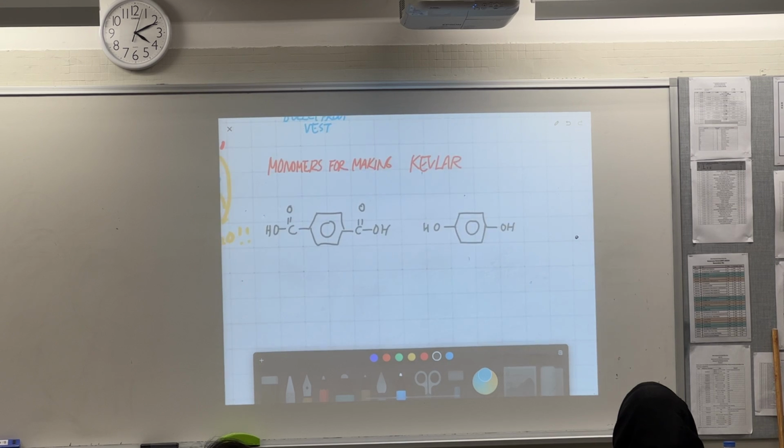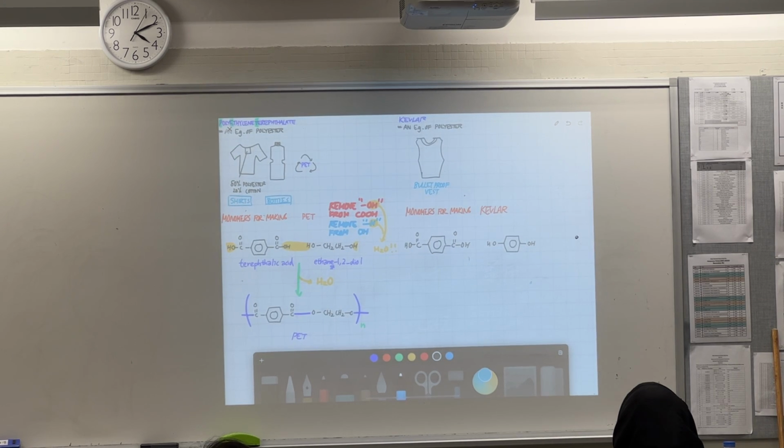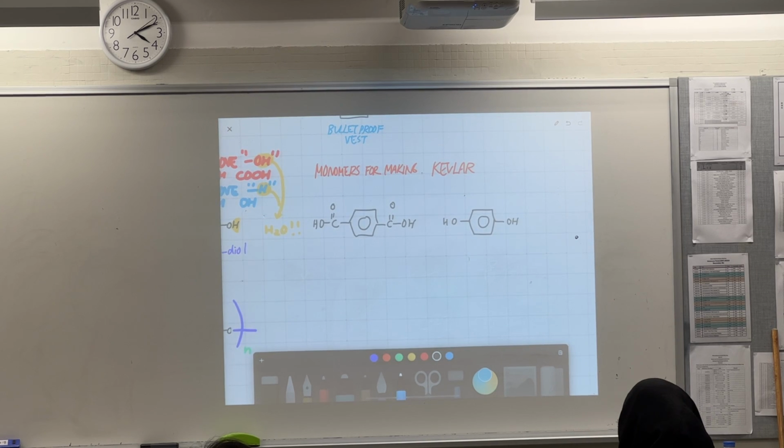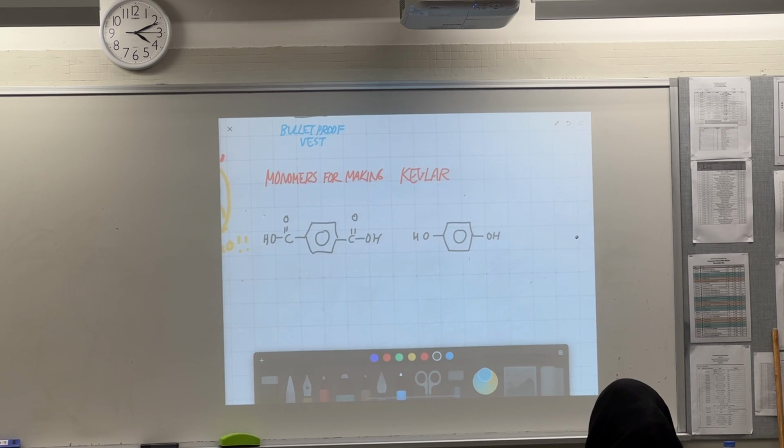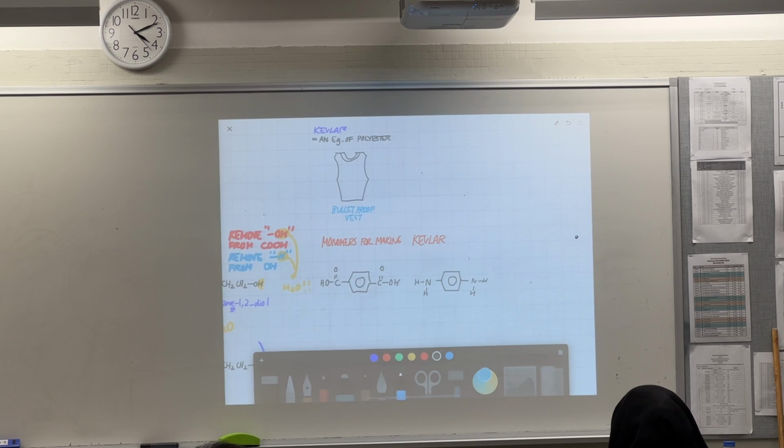So draw me the resultant molecule for what happens when we connect these two together. Oh, maybe can you change this to NH2? Sorry, this means this is an amide, a polyamide. Can you fix that like that?